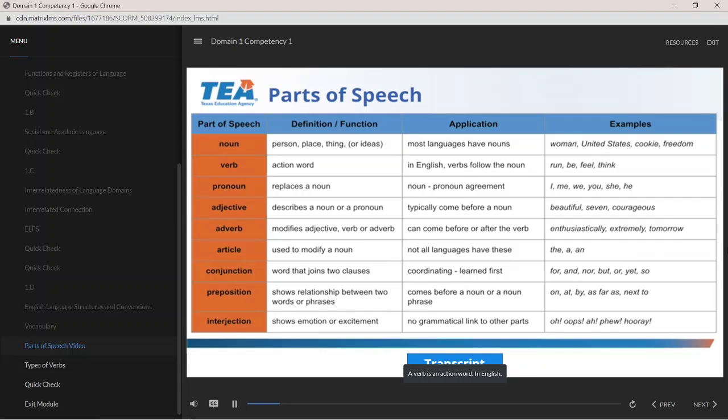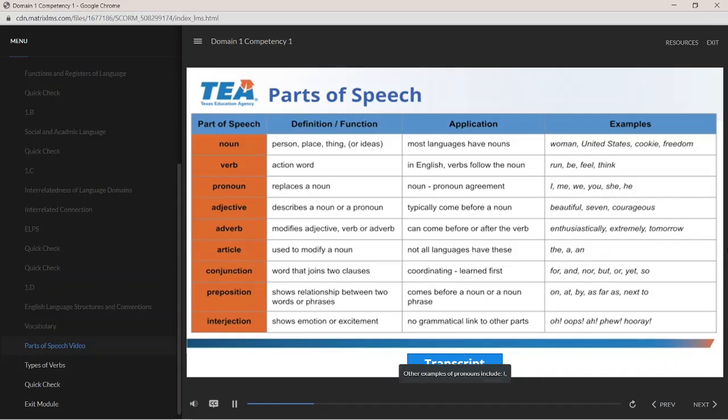A verb is an action word. In English, verbs follow the noun. Examples of verbs include run, be, feel, think. There are different types of verbs depending on how they are used in a sentence and verb tenses, so be ready for an overview of those as well. A pronoun replaces a noun in a sentence, although there must be noun-pronoun agreement, such as Veronica ate a cookie today because she was hungry. Veronica is female, so the pronoun she replaced her name in the second part of the sentence.